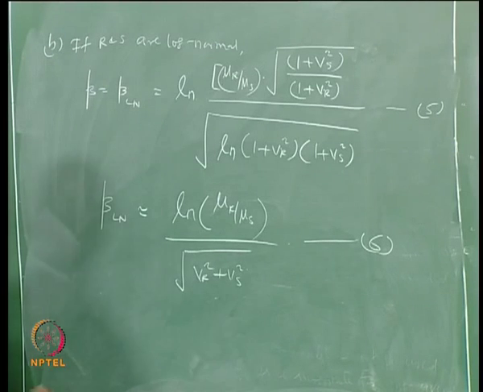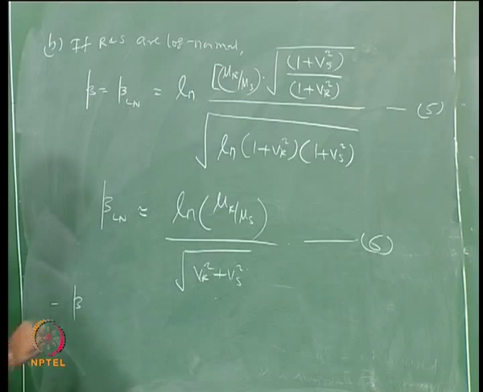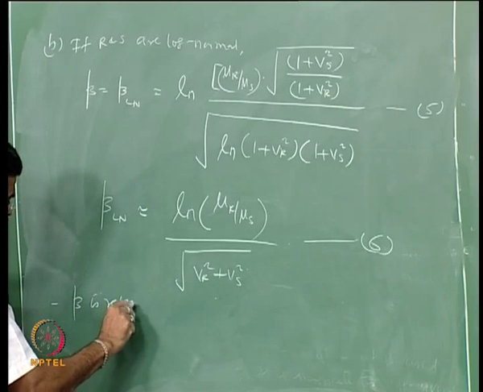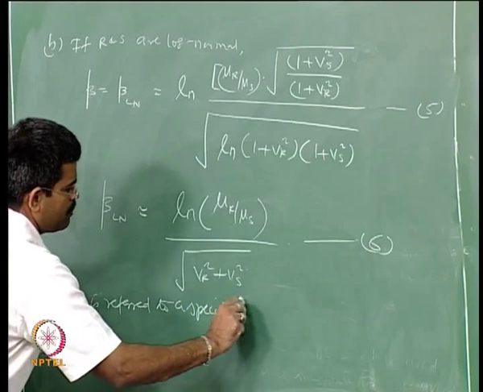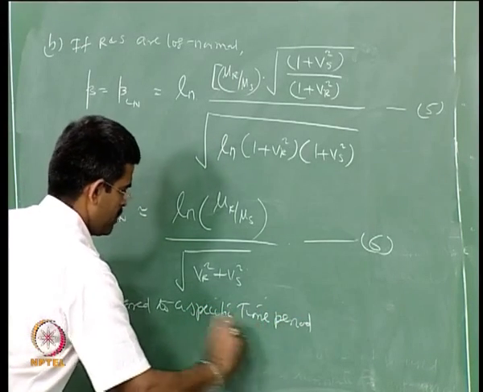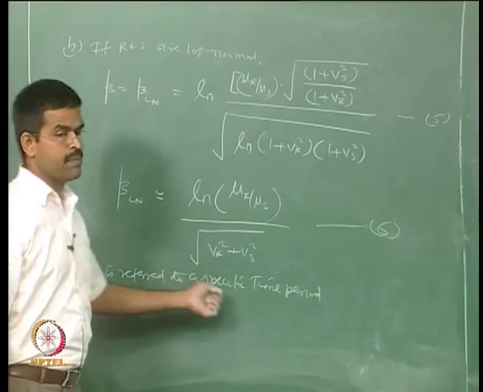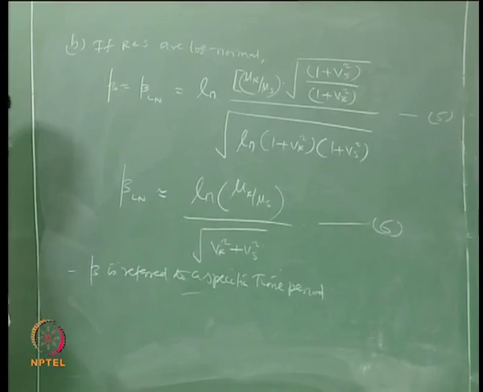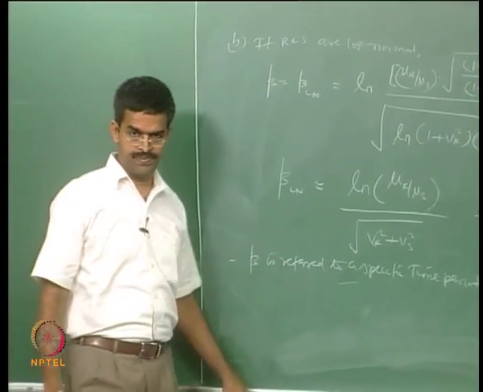Most importantly, in both these equations or set of equations, beta is referred to a specific time period, that is very important. This is an important statement. Beta is not an infinite value, it is extended only for a specific time period. You may ask me a question, what is the time period associated with the reliability index?